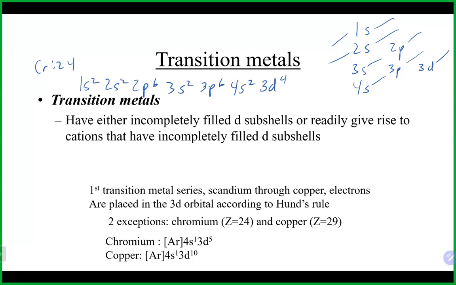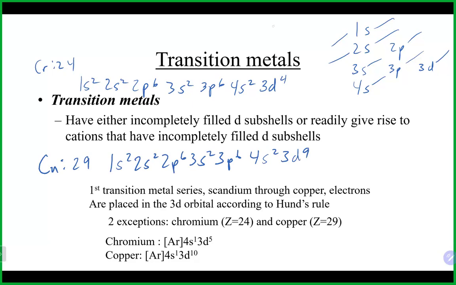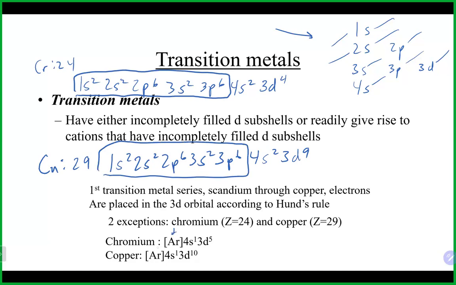And if you follow the zigzag approach for copper, you would get a similar type of deal, which is 29: 1s2, 2s2, 2p6, 3s2, 3p6, 4s2, 3d9. That's if you just strictly follow the zigzag approach. Up to this point is argon's configuration, which is where the shortcut comes into play. So that is argon.